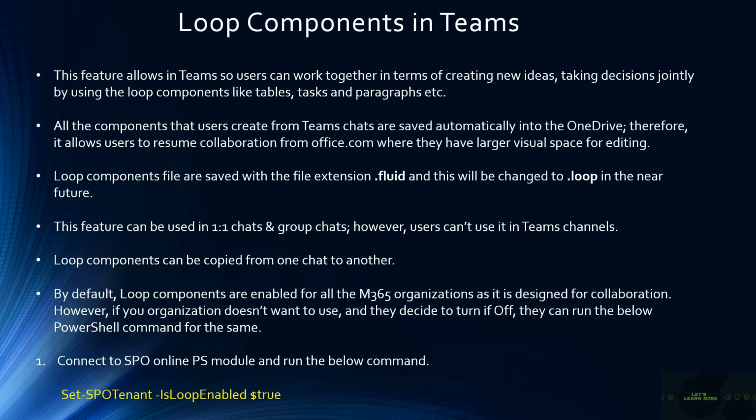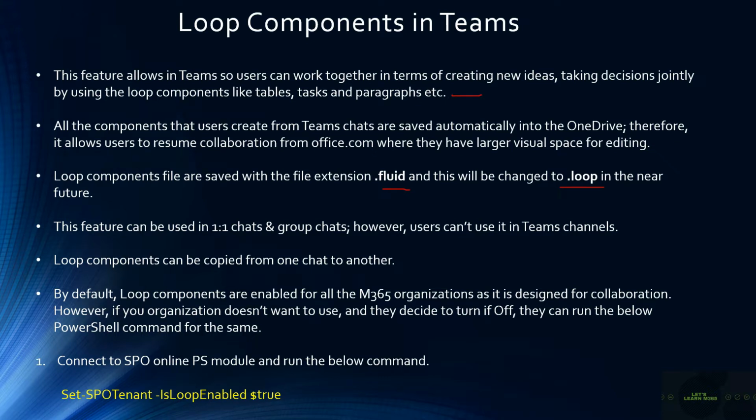Let me now spend some time in explaining what exactly loop components are. So loop components allows co-authoring, which benefits users to ideate and take decisions jointly by using different components that I will illustrate later in the video. The components are saved in the creator's OneDrive, thus allowing them to resume collaboration from office.com where they have larger visual space. Loop components files are saved with .fluid file extension, which will soon be changed to .loop.